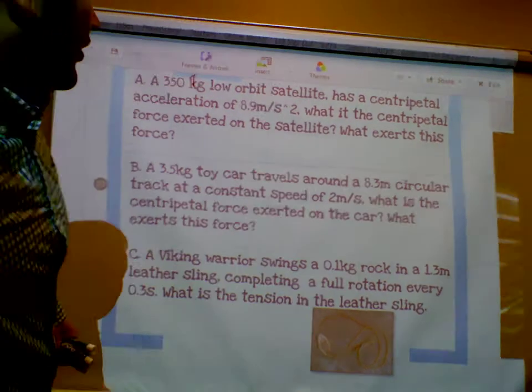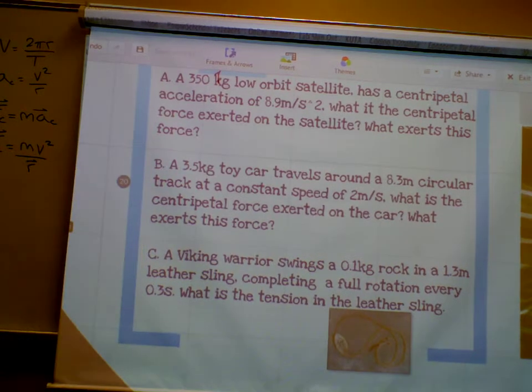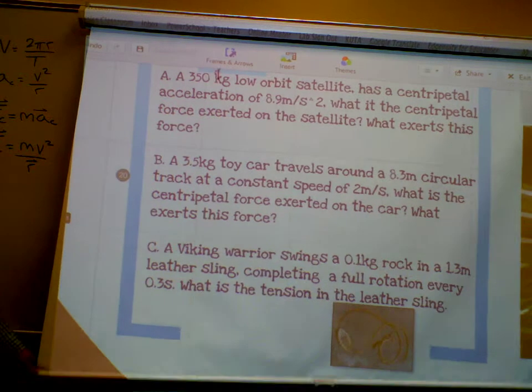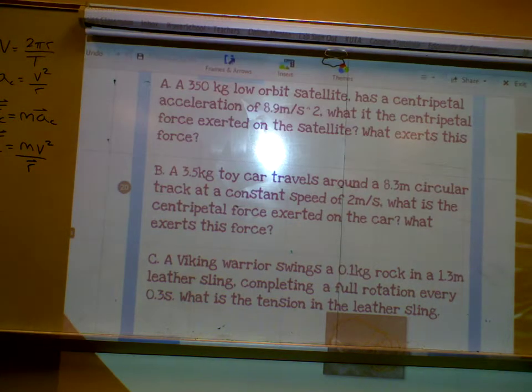B: A 3.5 kilogram toy car travels around an 8.3 meter circular track at a constant speed of 2 meters per second. What is the centripetal force exerted on the car? What exerts this force?